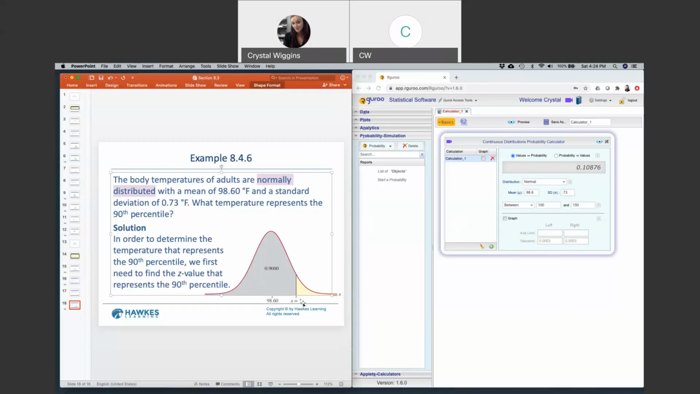Because we're trying to find an x value and we already know the area under the curve, we need to select probability to values. And we know that the lower tail is 90%. So the body temperature that marks the 90th percentile is 99.54 degrees Fahrenheit. This concludes our lesson on the standard normal curve with z-scores, finding probabilities, and finding data values knowing the probabilities.